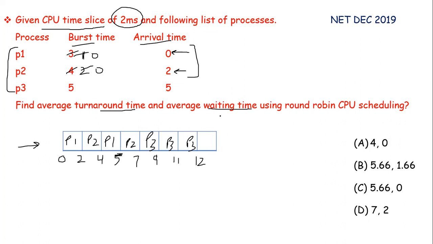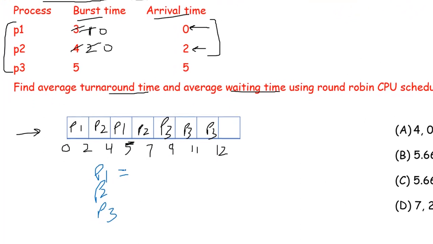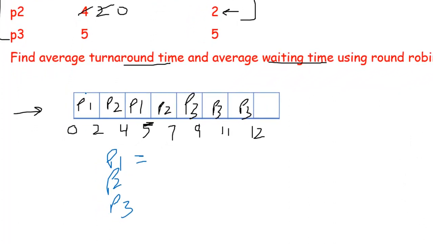Now let us first calculate waiting time of each process. We have 3 processes P1, P2 and P3. Now waiting time for P1 will be, first of all, let us see where is P1 in Gantt chart. It is at position 1 and position 3. At position 1, P1 waiting time is 0 because it is the first process being executed. At location 3, its waiting time is 2 units. It has waited for P2 to execute, then it was the turn of P1. So P1's waiting time is 2 units.